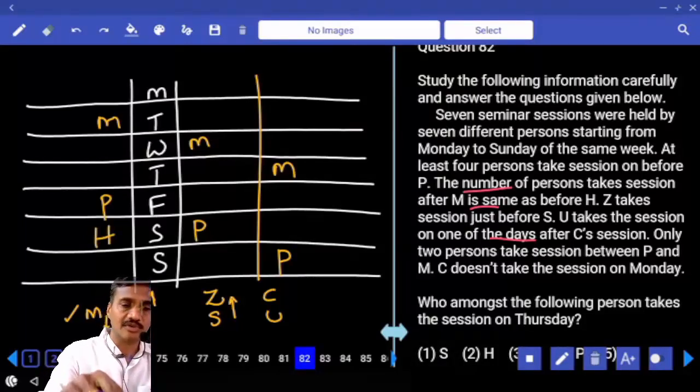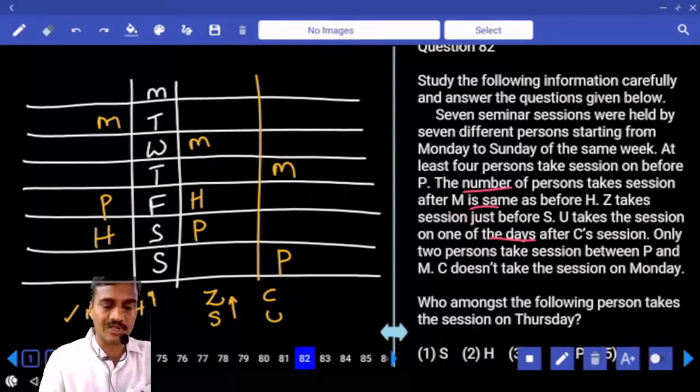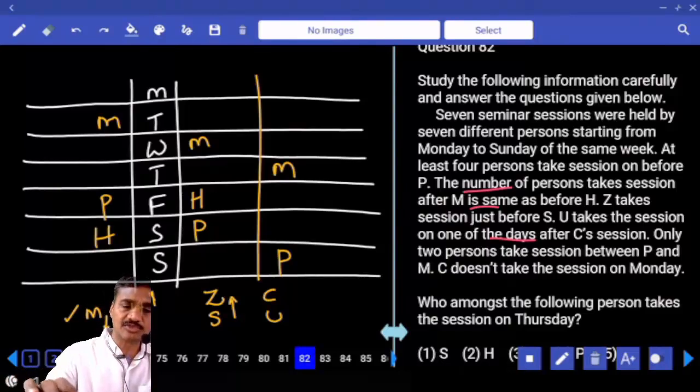M and H. Now in this one, M is third from the top. Here M is third from the bottom. And then next here, M is 1, 2, 3, 4. And here M is 1, 2, 3, 4.